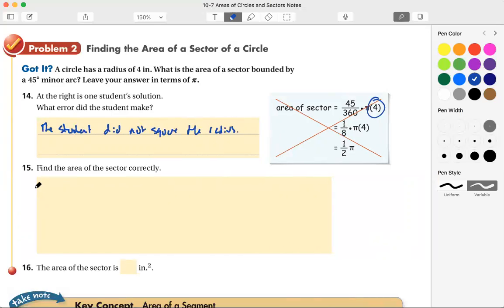Okay, so what should the student do? So the area of a sector should equal 45/360, that's the fractional part, times pi times 4 squared, which is going to equal 1/8 times pi times 16, which is going to equal 2 pi. So the area of the sector is about 2 pi inches squared.